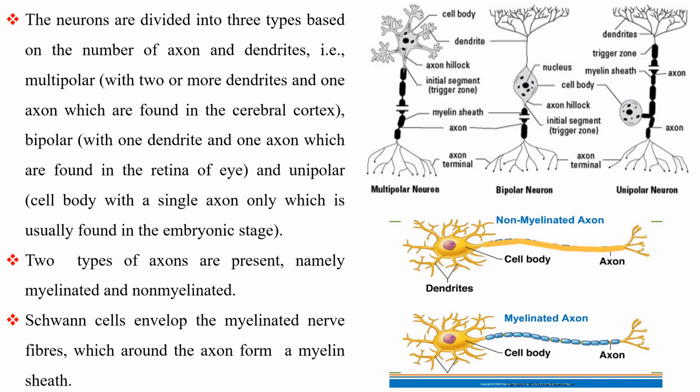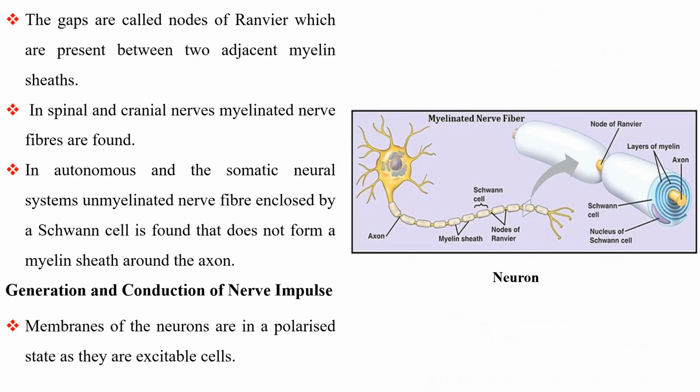Schwann cells envelop the myelinated nerve fibers, which form a myelin sheath around the axon. The gaps between two adjacent myelin sheaths are called nodes of Ranvier. In spinal and cranial nerves, myelinated nerve fibers are found. In autonomic and somatic neural systems, unmyelinated nerve fiber enclosed by the Schwann cell is found, which does not form a myelin sheath around the axon.